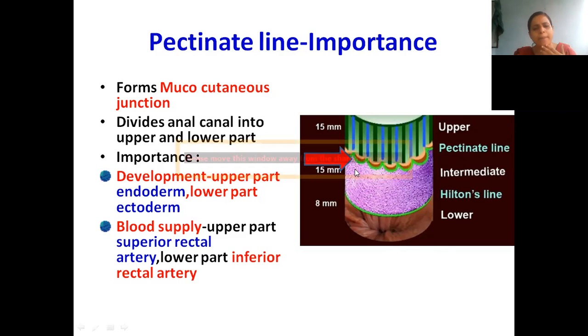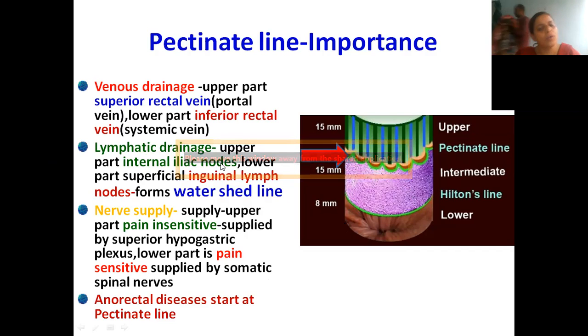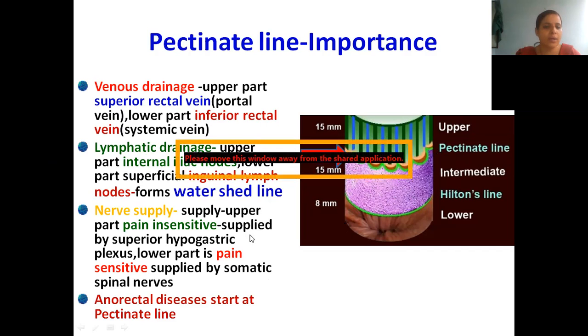Then blood supply: the upper part is supplied by the superior rectal artery and the lower part by the inferior rectal artery. Venous drainage: above the pectinate line we have the superior rectal vein, and the lower part is drained by the inferior rectal vein. For lymphatic drainage, the upper part drains into the internal iliac group of lymph nodes, and the lower part below the pectinate line drains into the inguinal group of lymph nodes. This line is actually called the watershed line. Upper goes to iliac, lower goes to inguinal.